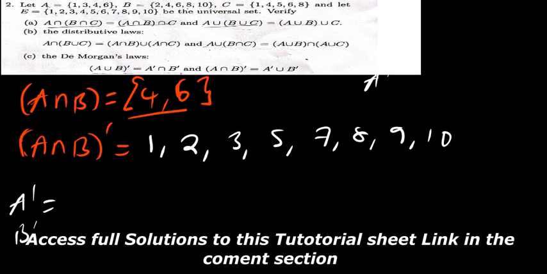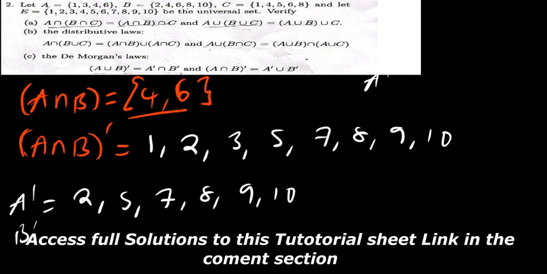So the rest are 1, 2, 3, 4 no, but 5, then 6 no, but 7, 8, 9, 10. That is what we have. Now what is a complement? A complement, we are only excluding the things that are in a. 1 is in a, I'm not going to write it. 2 is not in a, I will write it. 3 is in a, I'm not going to write it. 4 is in a, I'm not going to write it. 5 is not in a, I'm going to write it. 6 is in a, I'm not going to write it, so I'll write 7, 8, 9, 10.